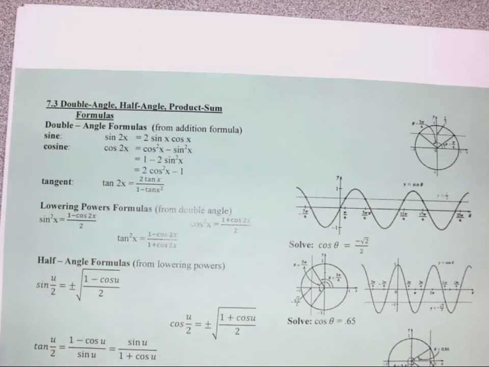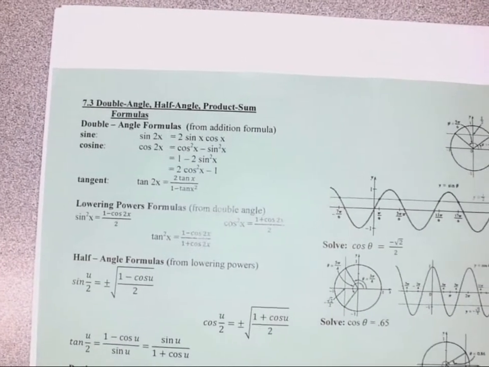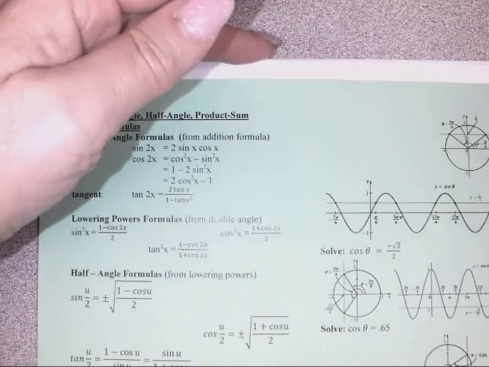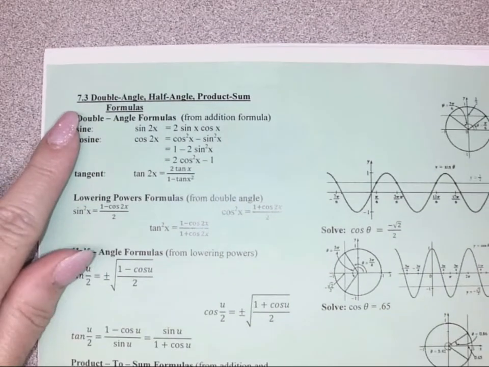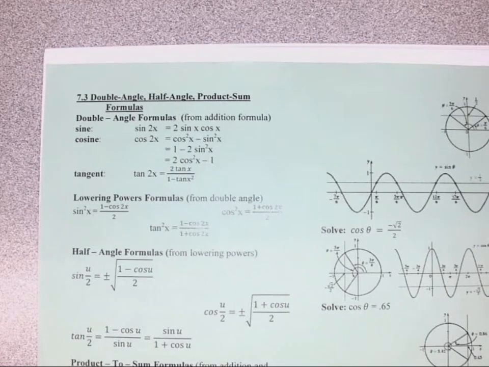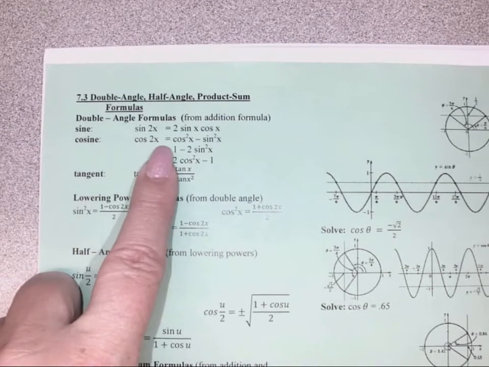So we're going to talk about double angle formulas and half angle formulas and product of sum formulas. So we've got a lot of formulas in this section. So here we have our double angle formulas. They come from the addition formula, just to give you some knowledge. We've got sine of 2x, cosine of 2x.